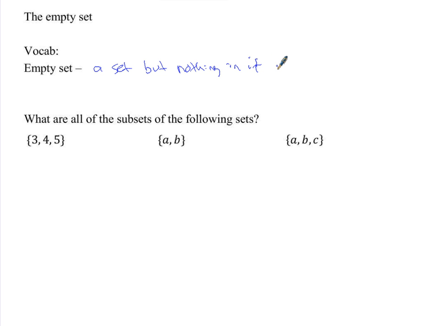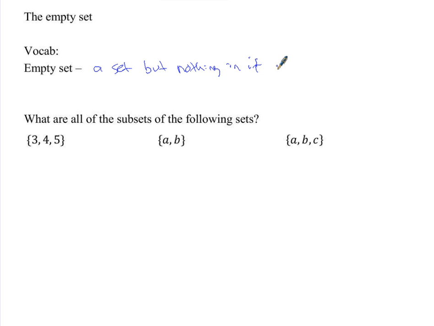So if you think of a basket, like a picnic basket or something, what would be in that picnic basket if that was your set? Nothing. There'd be nothing in it if it's an empty set. Not even air. There's absolutely nothing there. It's a total void of anything. There are no elements in the empty set.